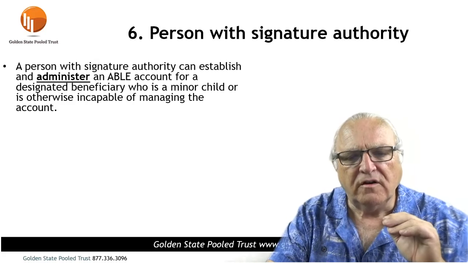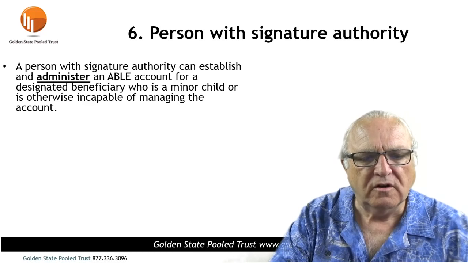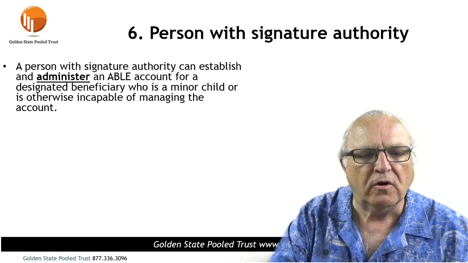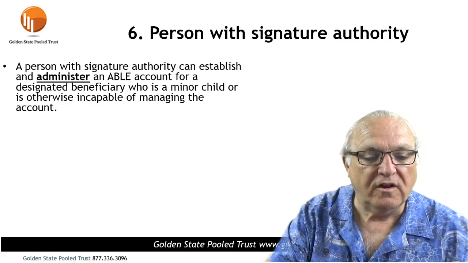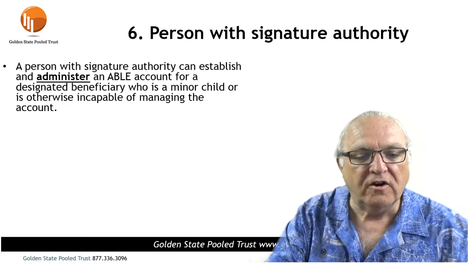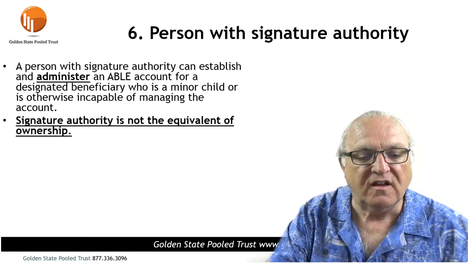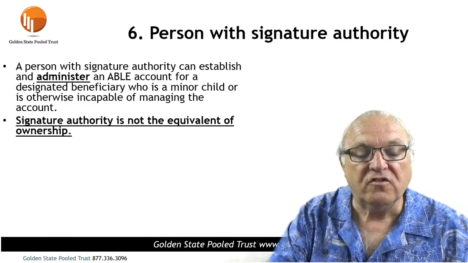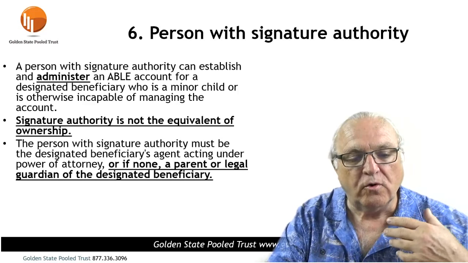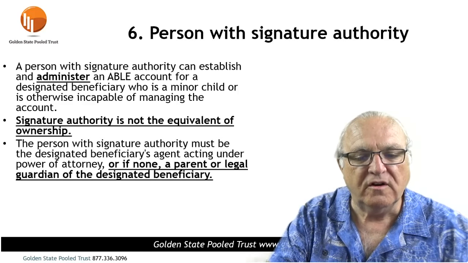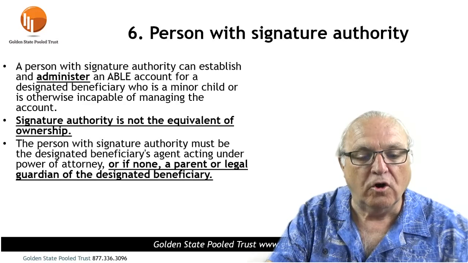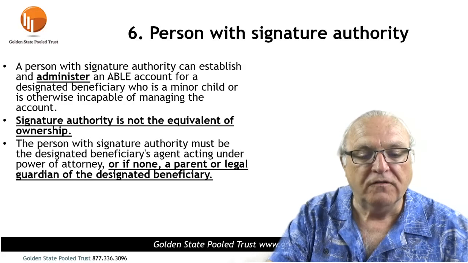So a new term that we'll all need to learn is that the person who administers the account is the person with signature authority. A person with signature authority can establish and administer an ABLE account for a designated beneficiary who is a minor child or otherwise incapable of managing the account. Signature authority is not equivalent to ownership. Okay, so the person with signature authority must be the designated beneficiary's agent under a power of attorney, or if none, a parent or legal guardian of the designated beneficiary.